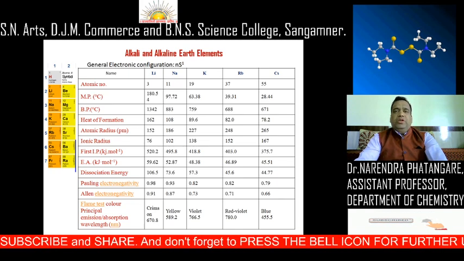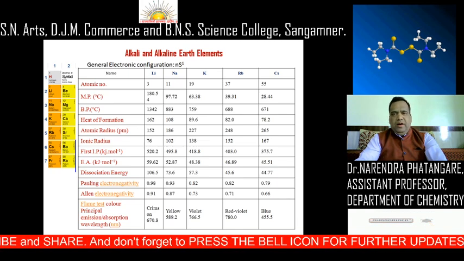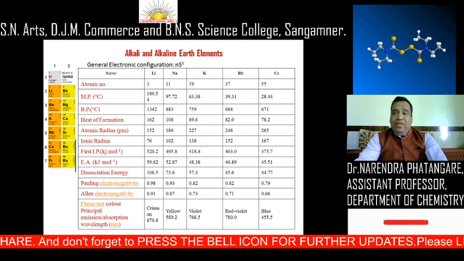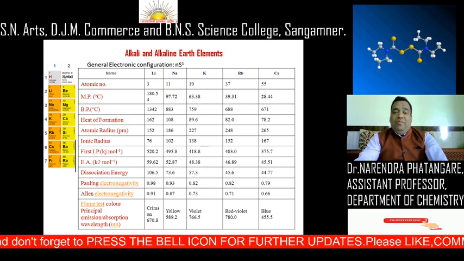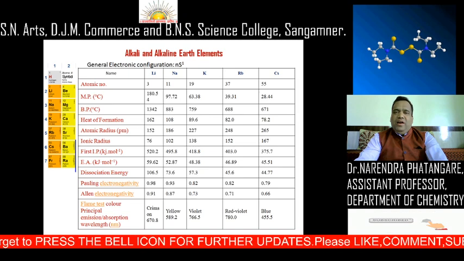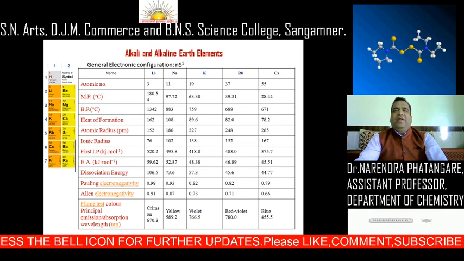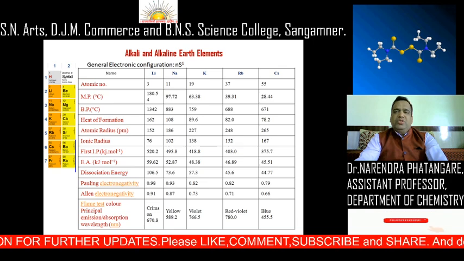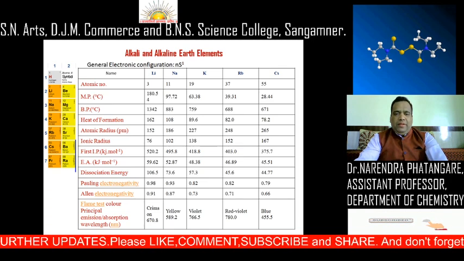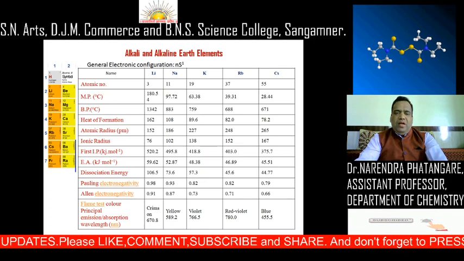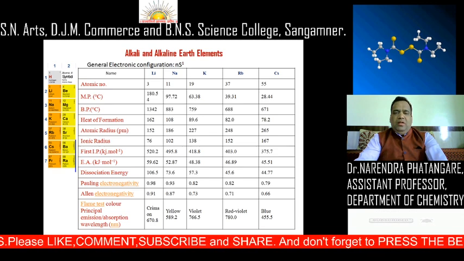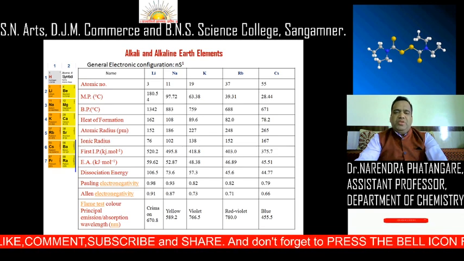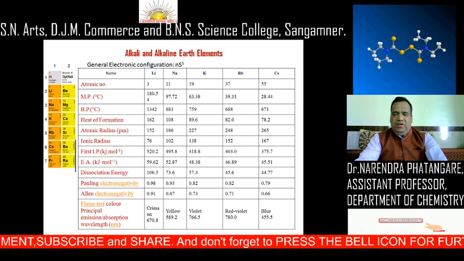Then the important test of alkali and alkaline earth elements, that is, they show the flame test. The alkali elements can be easily detected by the flame test, and that's why this flame test is so important for them. The flame test color appearance is based on the principle of emission and absorption wavelength in nanometers.